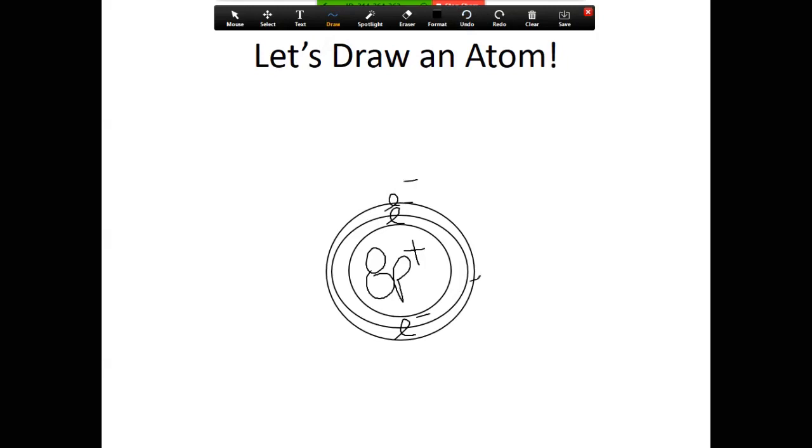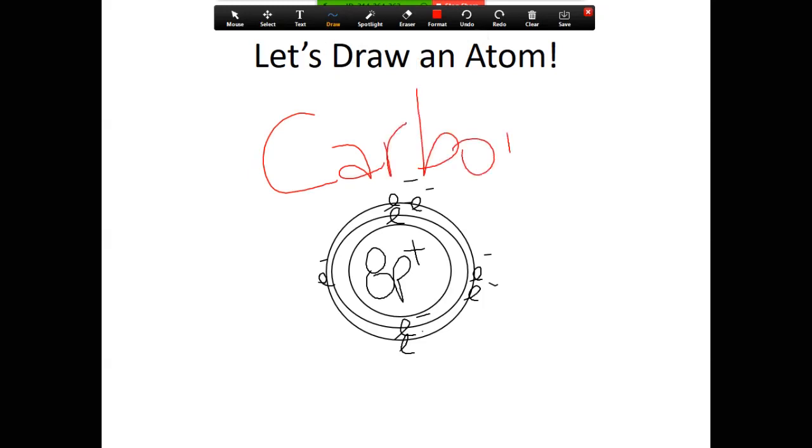So that would look something like 1, 2, 3, 4, 5, 6. Now, the way I'm drawing the electrons like this is really arbitrary because remember, these electrons are not stationary. They're moving in space. The most important thing is that you have the correct amount of electrons in the orbitals. So I've completed my drawing. The last step that I need to do is identify what atom this would be. So you go to the periodic table, find the atomic number, and you would see that this is a carbon atom.